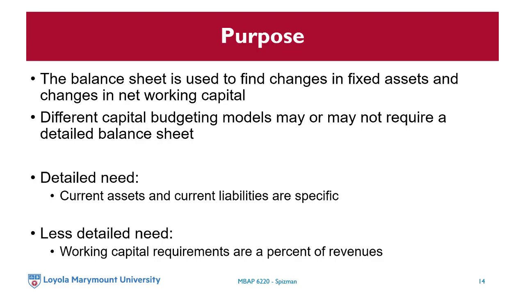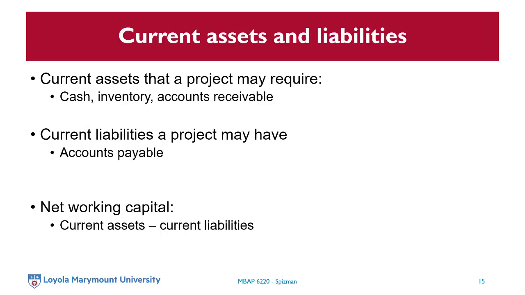When you're doing your capital budgeting project, I do believe you should have a very detailed balance sheet. All 3 financial statements should be there and be detailed. We already talked a little bit about the current assets and liabilities in the previous slide, but basically current assets that a project might require are going to be cash, inventory, and accounts receivable. Liabilities that a project might have from current liabilities will be accounts payable. And net working capital is the difference between current assets and current liabilities.